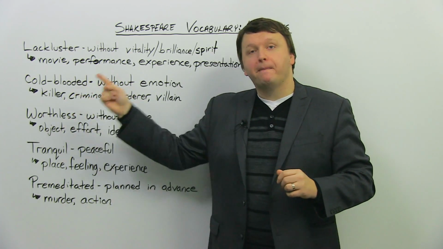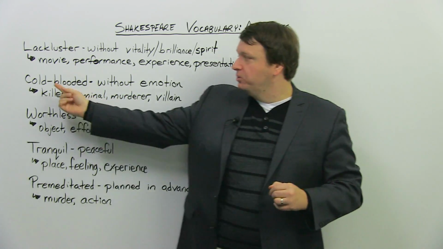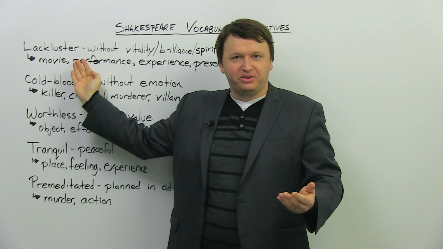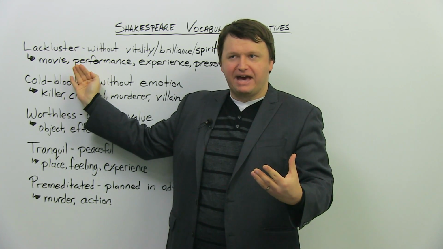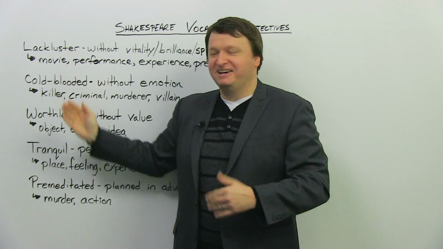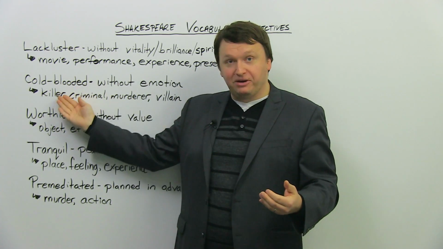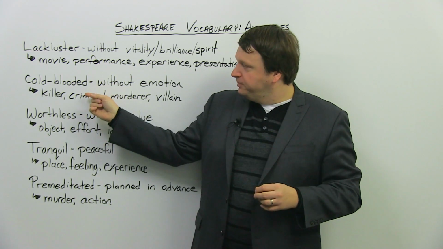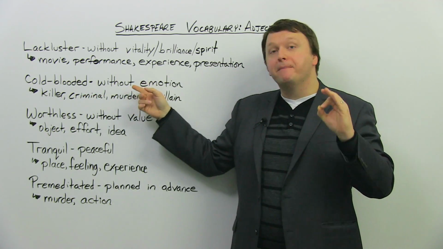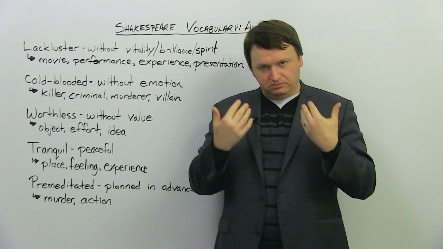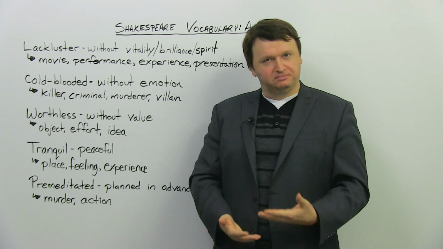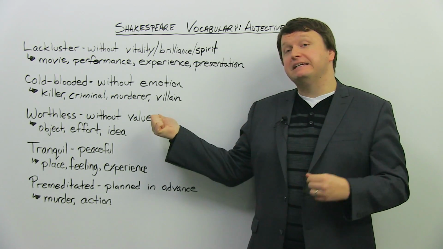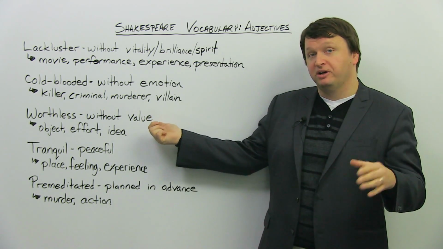Next, cold-blooded. So you see the word cold, you see the word blood. Shakespeare took the word blood and added id to it and basically turned a noun, blood, into an adjective, cold-blooded. Cold-blooded means without emotion. So a killer, a criminal, a murderer, or a villain. A villain is the opposite of a hero.